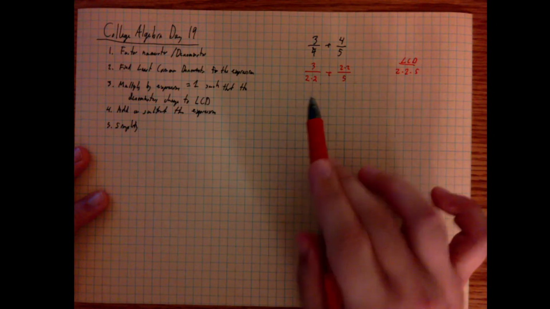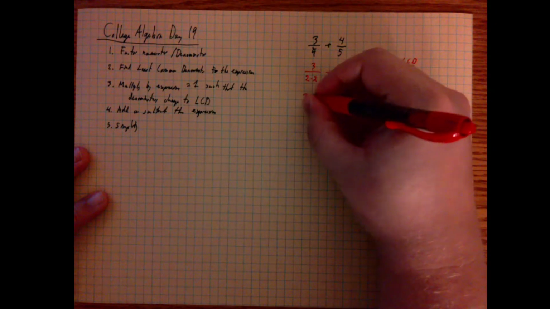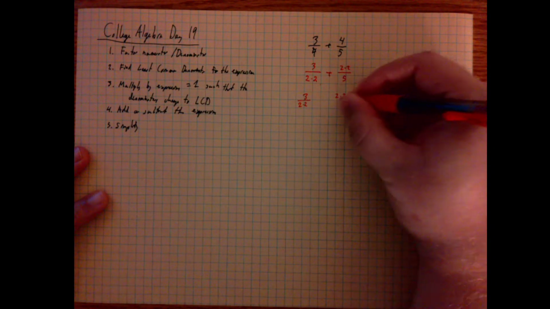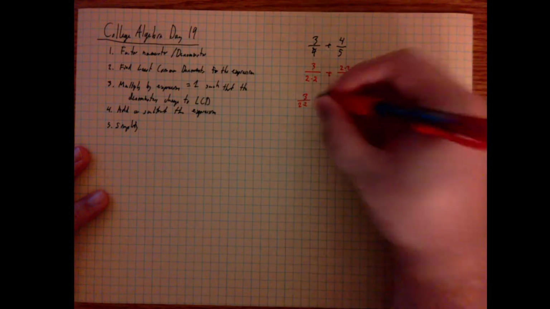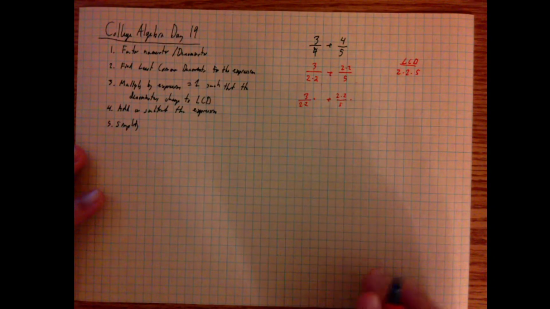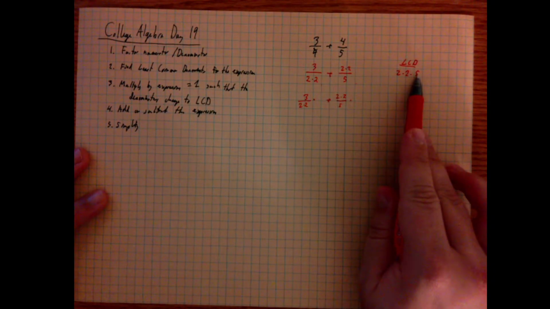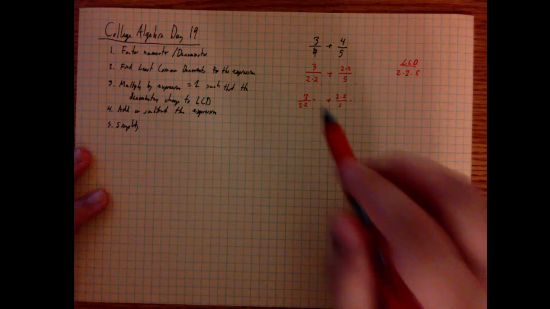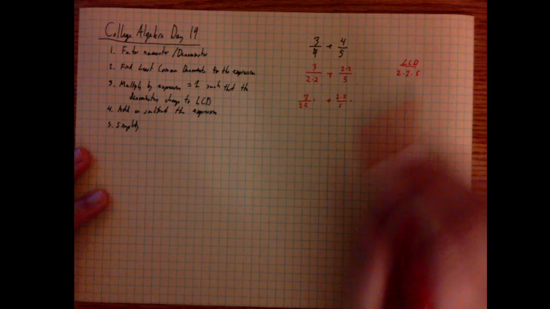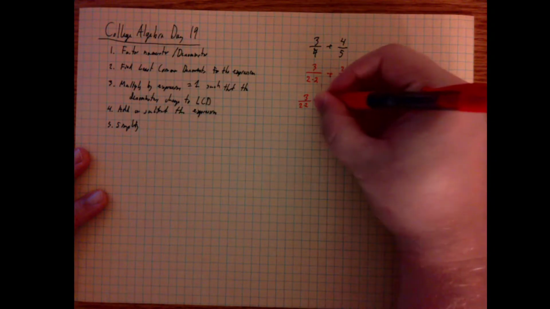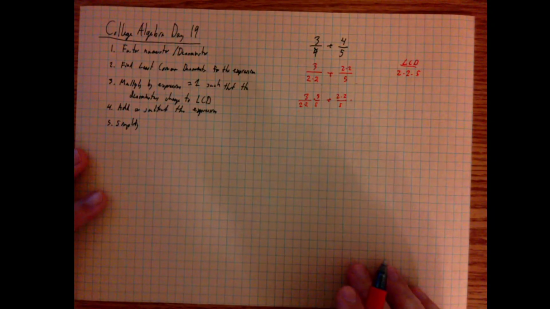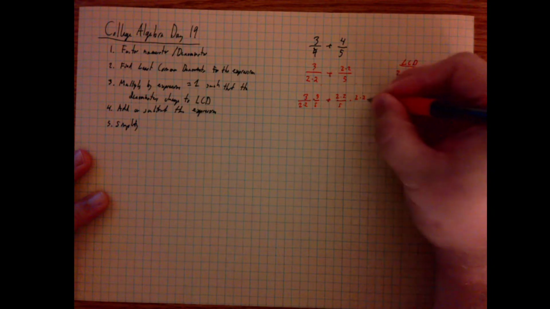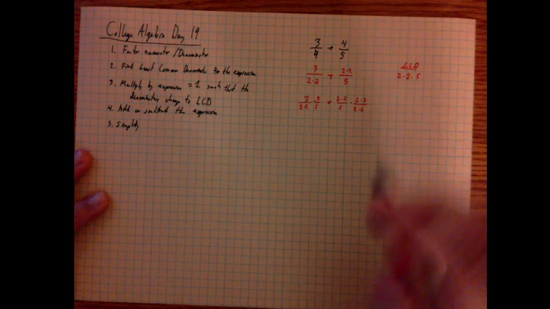Now I want to take each of these fractions in turn, the 3 over 2 times 2 and the 2 times 2 over 5. I want to multiply them by a specific fraction so that the least common denominator is my output. This first one is missing the 5, so I can do 5 over 5. This one is missing both of the 2's, so 2 times 2 over 2 times 2.